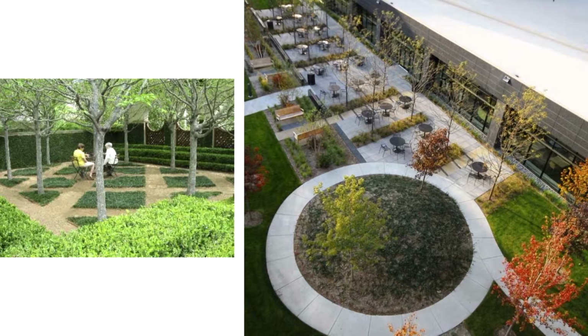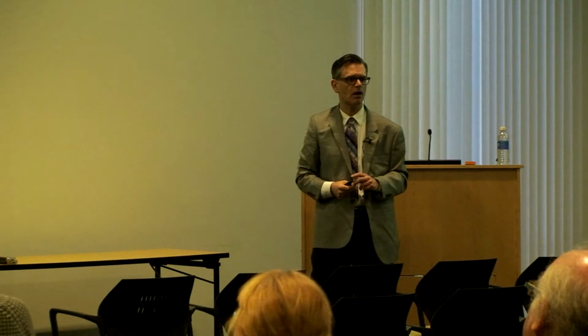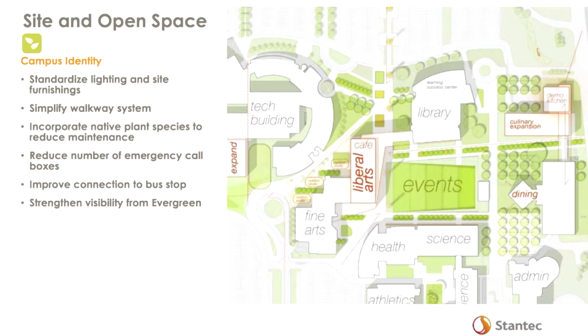Just some examples of what those outdoor dining areas could look like to really encourage students to spend time on campus and not retreat to their car. Other things on campus identity: really standardizing lighting, site furnishing, simplifying the walkways, looking for opportunities to reduce maintenance by incorporating native plant species, letting the ravine grow back up onto campus in a bigger way.